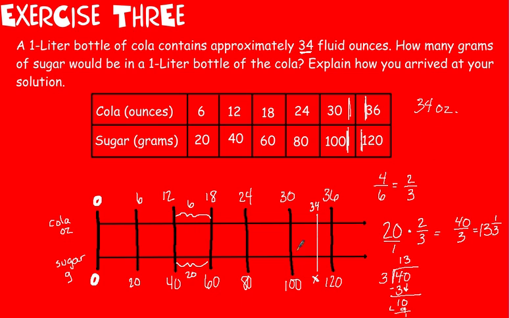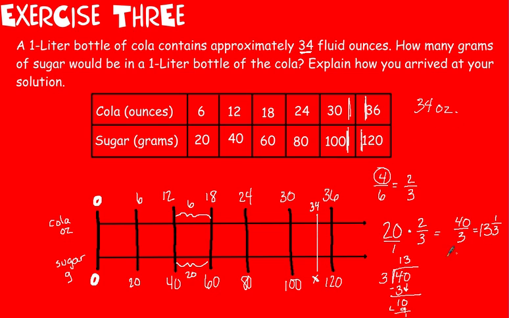I know, so to get to the 34, I took the 4, because I went 4 spaces, so 4 out of the 6, and I added it to the 30. So now what I have to do is I have to take the 100, because it's not that 34 ounces is only going to be 13 and 1/3 grams of sugar. That wouldn't make sense. Why would there be less grams of sugar with more ounces of cola?